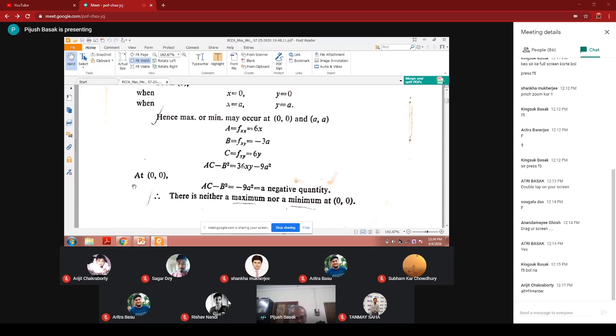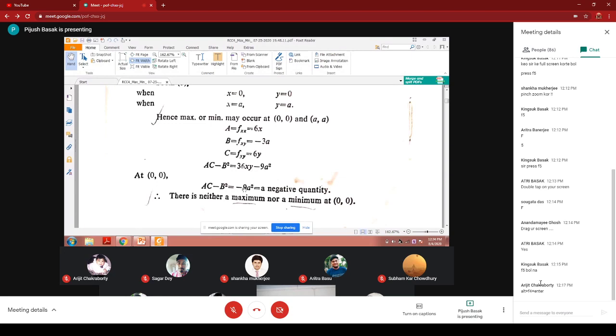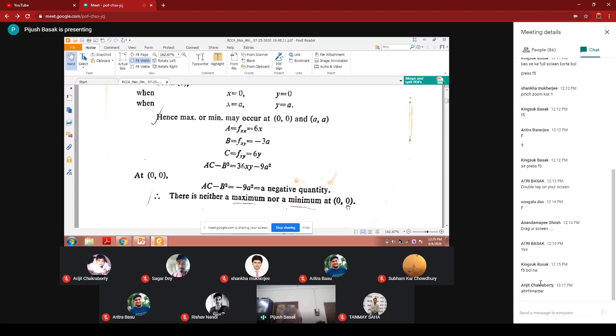Greater than 0. But here we see that at the point 0, 0, AC minus B square is 36xy at 0, 0, so minus 9 square, so it is negative. Because minus 9 square is negative, whether a is positive or negative, a square is positive, and so it is negative. So there is no maximum or minimum at the point 0, 0. What can I do? Mathematical foundation will give you permission, then only we should know.